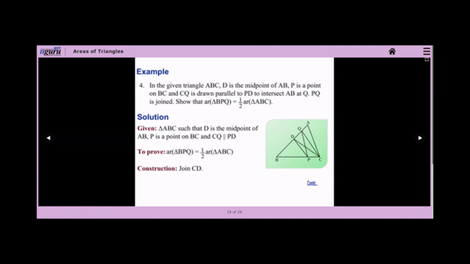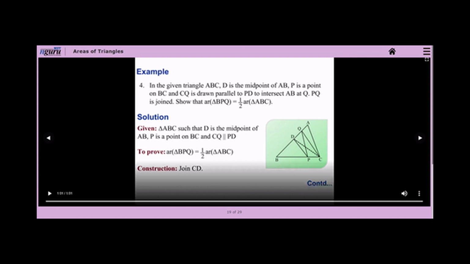Join CD. How can you prove BPQ is half the area of ABC? Which are the lines parallel? CQ and PD, ma'am. CQ and PD are parallel. So which two triangles will have the same area? Ma'am, CQP and PQD. PQD. Correct.